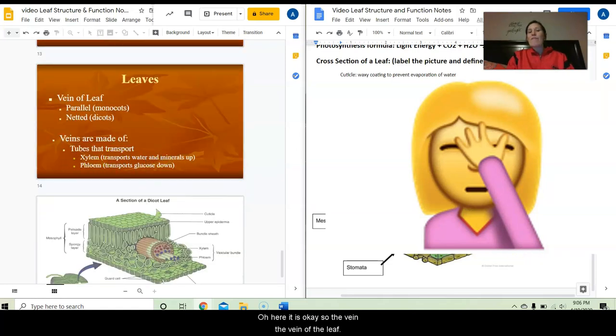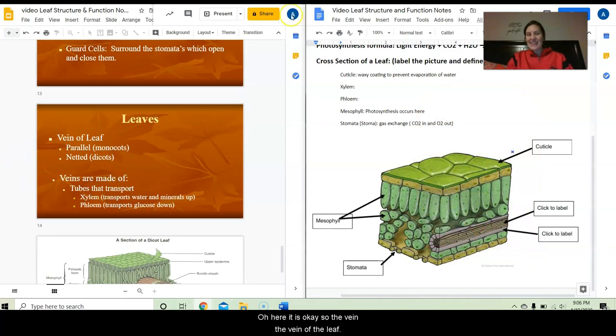Okay, so the vein of the leaf is, again, if they're monocots, the vein is going to be parallel. And if they're dicots, they're going to be more netted and go in different directions, more complex. So this right here is your vein, this gray looking bunch of cells right here. Now, most of these cells are really long and skinny. They don't look much like a cell, but they are. Each one of these tubes is a cell.